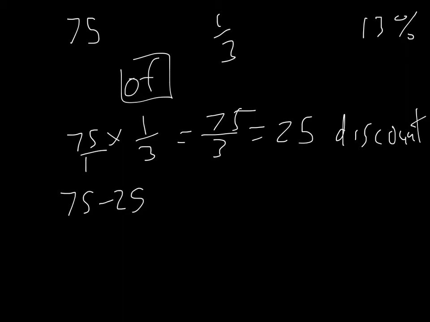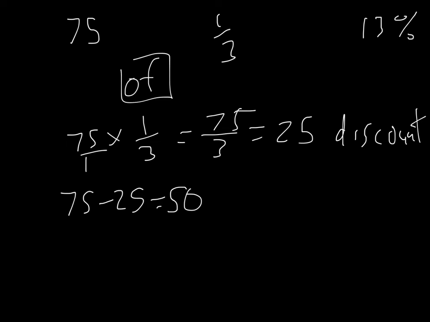This is my original price. Take away the sale value, the amount I saved. It's going to give me a new price. So, we're at $50. That's the price after the discount, so now I have to add tax on.